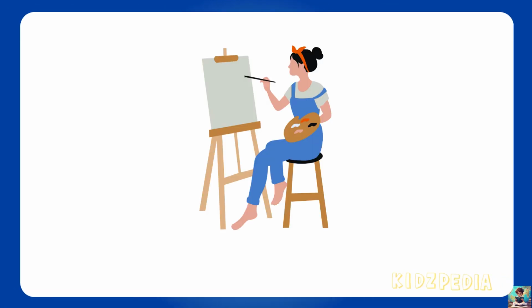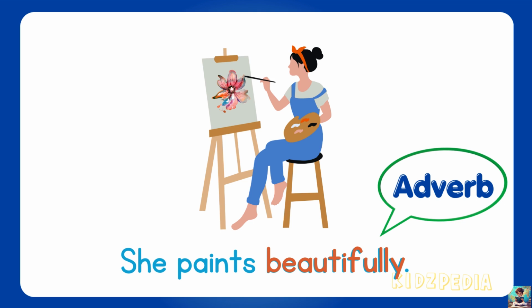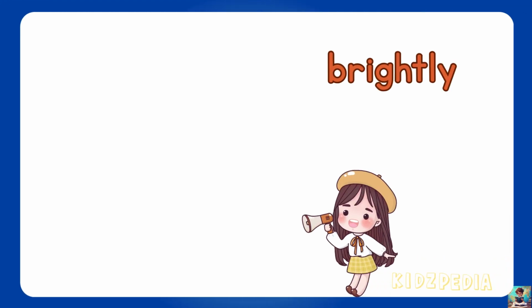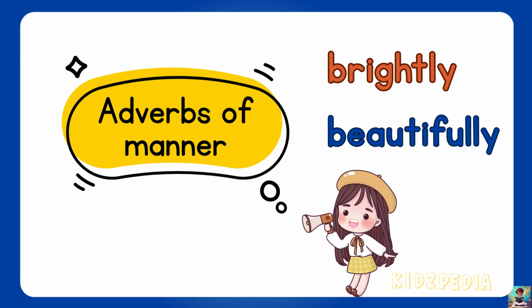Another example, she paints beautifully. In the sentence, the word beautifully is an adverb. It answers the question, how does she paint? It describes the verb paints. The words brightly and beautifully are called adverbs of manner because they answer the question how.